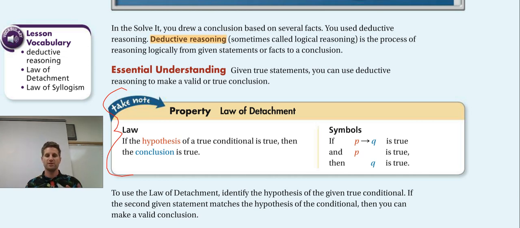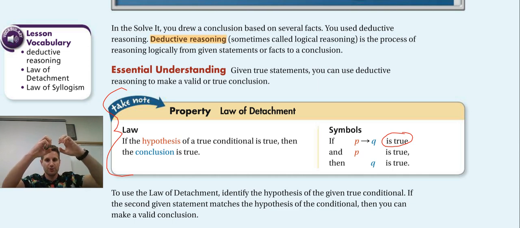One of our types of deductive reasoning is called law of detachment, where we can actually go ahead and figure out if something's true. So, looking at the law of detachment, if the hypothesis of a true conditional is true, then the conclusion is true. So if P then Q is a true statement, and P is true, then Q is true. The reason why we call it law of detachment is the hypothesis and the conclusion are together, and if together they're true, then detached they're also true, by themselves.